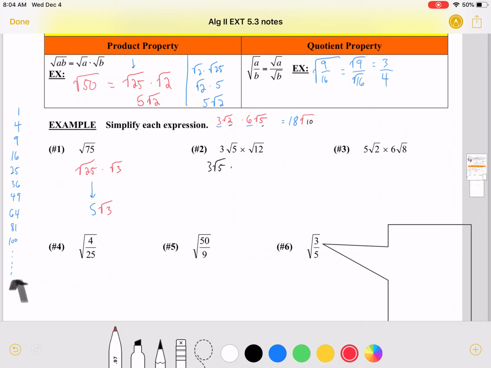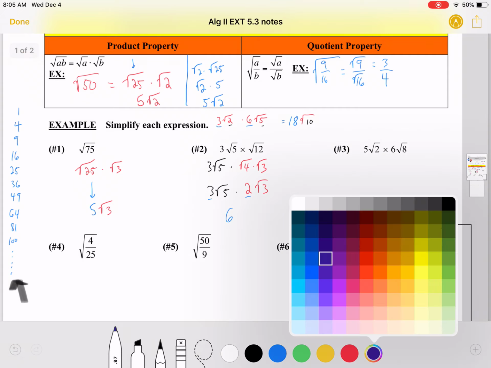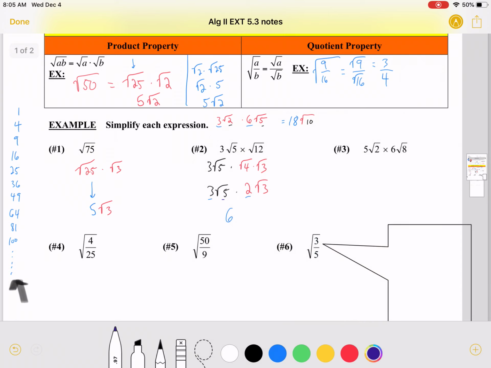You should say 12 is the square root of 4 times the square root of 3. And now you can ask yourself, well, the square root of 4 is 2. So now you have 3 square roots of 5 times 2 square roots of 3. And now you multiply things that are outside the house. 3 and 2. And 3 times 2 is 6. And you're going to multiply things that are inside the house. 5 and 3. 5 times 3 is 15. So we should get 6 times the square root of 15 for that answer.